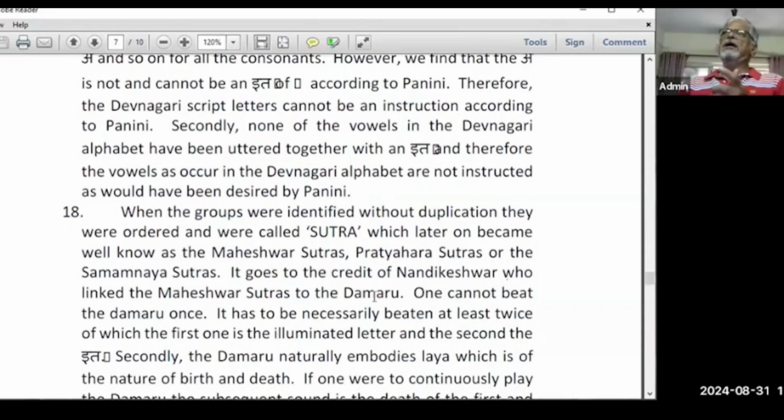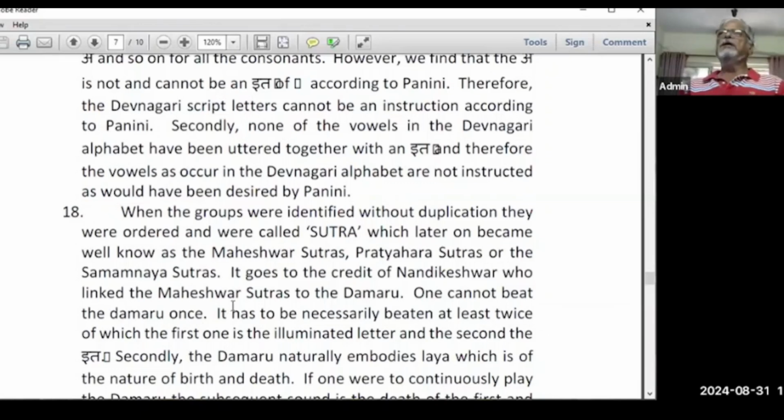Nandikeshwar was a Nritya person who wrote on Nritya. He was the guru to a person who has written on Sangeet. One cannot beat the Damru once.